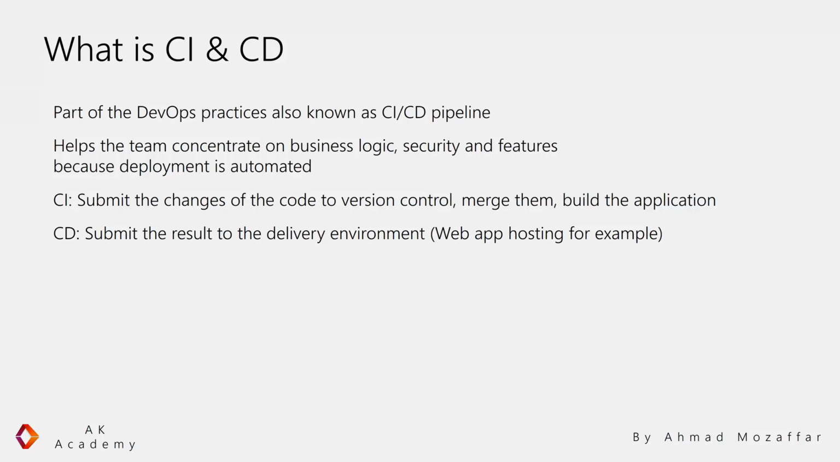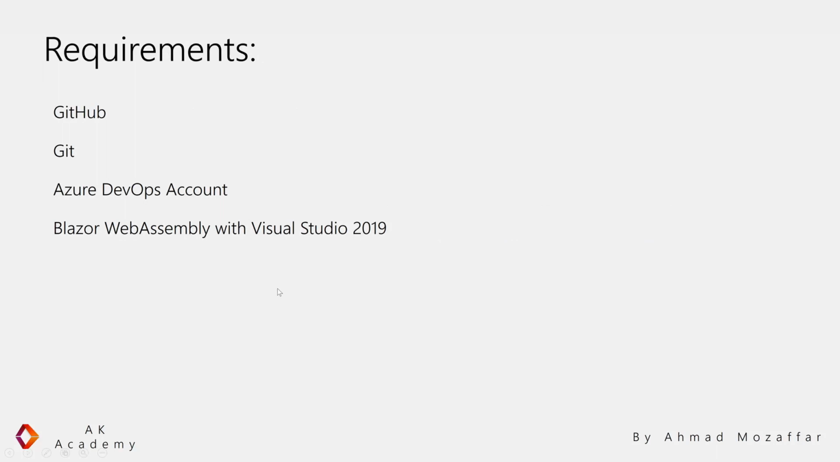So today, what we are going to do is learn how we can implement or create a continuous integration pipeline using Azure DevOps with the Azure Pipelines service for a Blazor WebAssembly product. What we need is a GitHub account, the Git tool, an Azure DevOps account, and Blazor WebAssembly with Visual Studio 2019. Everything is free, nothing is paid from those services. So let's move on.